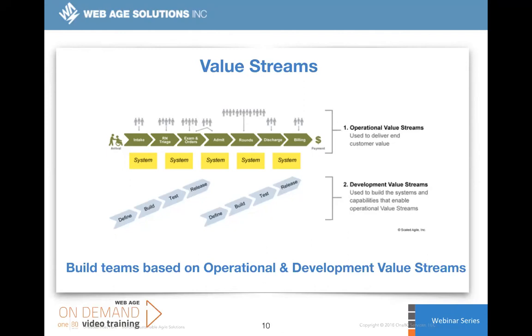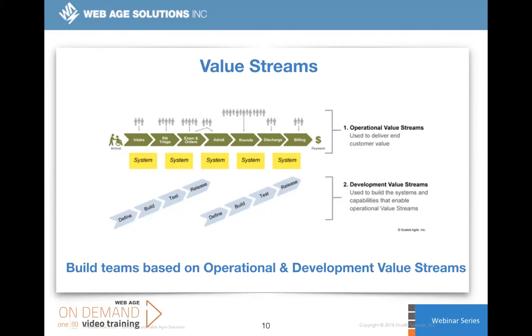Now, as you can see in this picture, which I have borrowed from a SAFe implementation, we take these three swim lanes here, and now we can start to divide them up by systems, by development value streams, and by operational value streams. And we determine all of the people that would be involved with creating, maintaining, and updating a particular system or value stream.